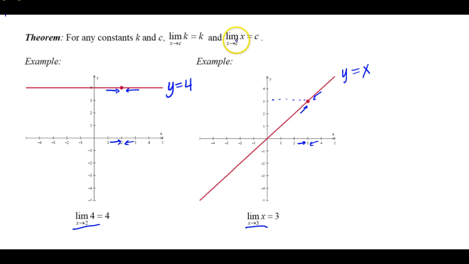So notice that this c value ended up being the result when the function was just the identity function x. So the limit as x approaches 3 of x equals 3. A lot of people who try to just memorize this end up getting it mixed up, but it really helps if you understand the concept and the graphical representation of the theorem.